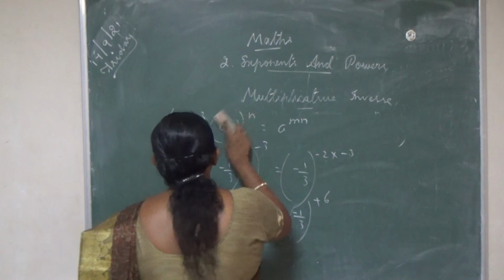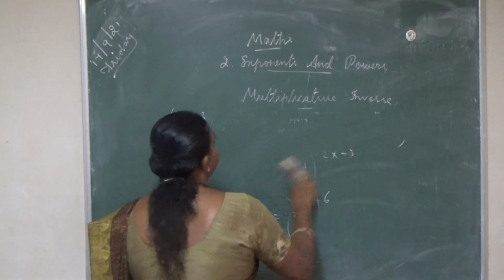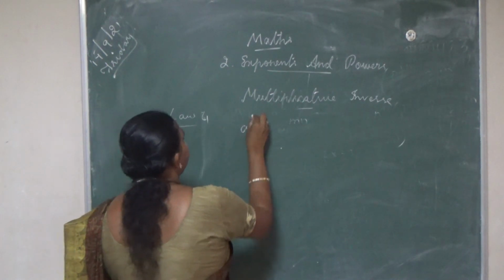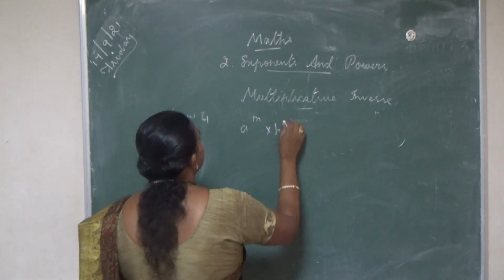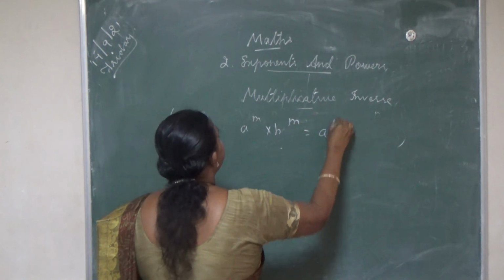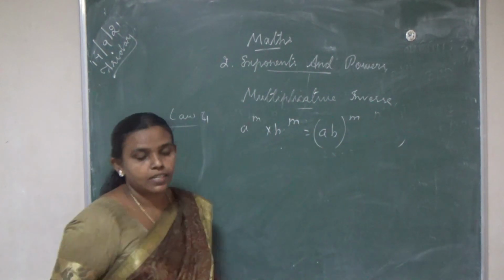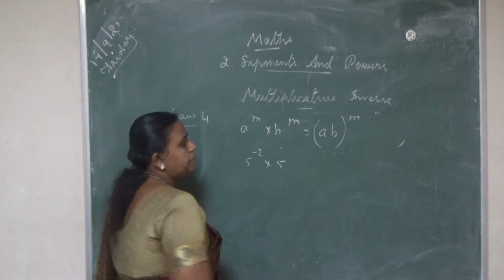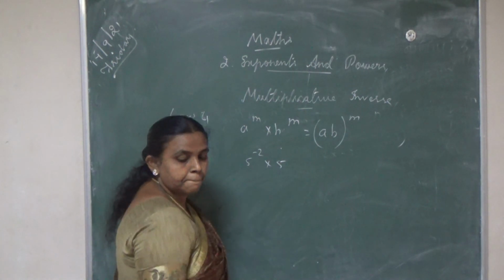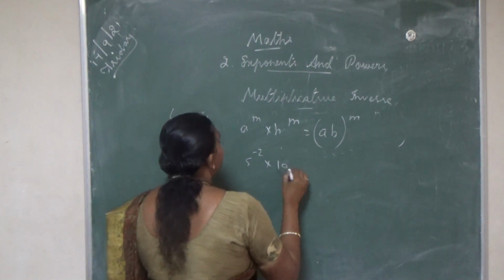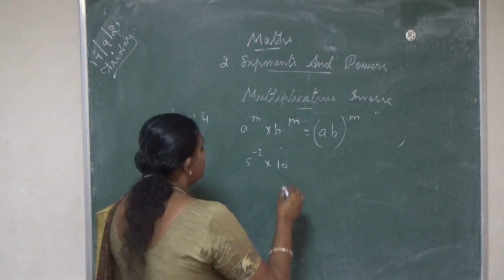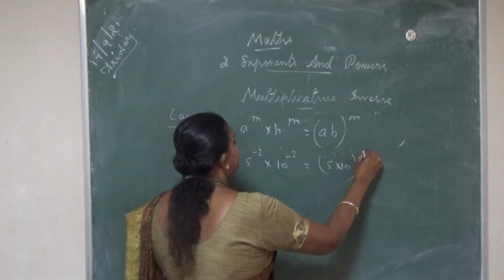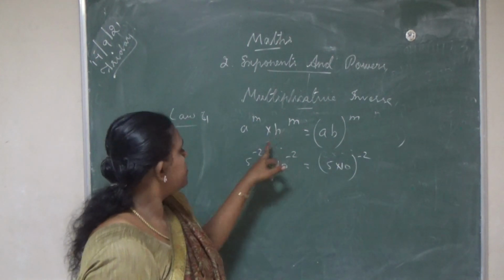So what is the fourth law? Fourth law: a power m into b power m is equal to ab the whole power m. So 5 power minus 2 into 10 power minus 2. Tell me what I should write. 5 into 10 the whole power minus 2. Minus m, same value, minus 2.